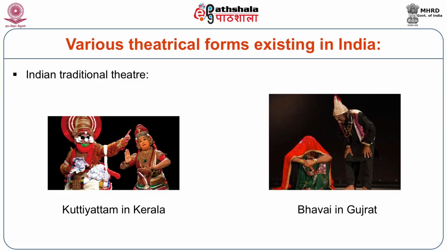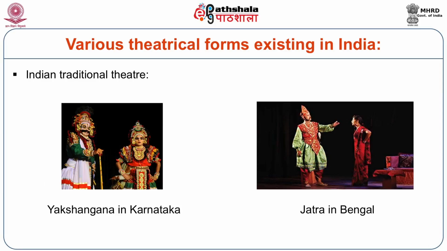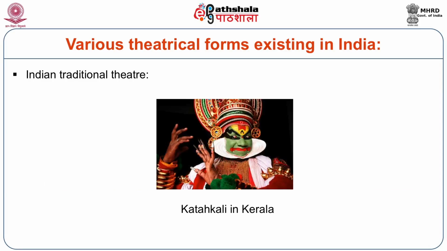So now, as part of the great Indian theatrical tradition, let's look at various forms of Indian traditions that are existing in this country. Traditions like Kutiyattam from Kerala, Bhavai in Gujarat, Bhaona and Ankiya Nat from Assam, Swang in Haryana and parts of Uttar Pradesh, and Malwa, Yakshagana from Karnataka, Jatra in Bengal and also Kathakali from Kerala. These are some of the examples of Indian traditional theatre.